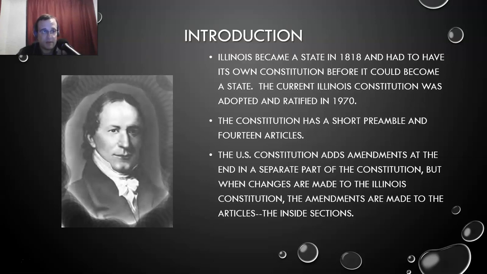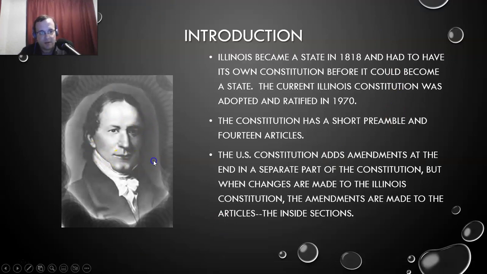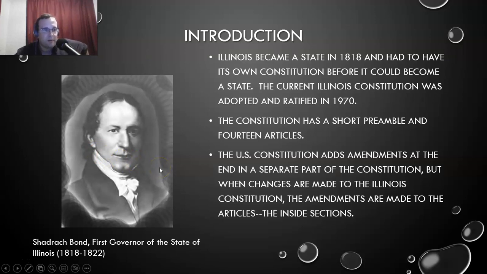Now, we do it a little differently in the state of Illinois. Because why wouldn't we, you know, just be different? So the U.S. Constitution, they have amendments at the end in a separate part. So they'll have Article 1, Article 2, et cetera, and then the Bill of Rights. We put the amendments in the Constitution of our state. They're made to the articles. They're made inside the sections. So they're written in. And this gentleman, if you didn't know, his name's Shadrach Bond. He's the first governor of the state of Illinois.